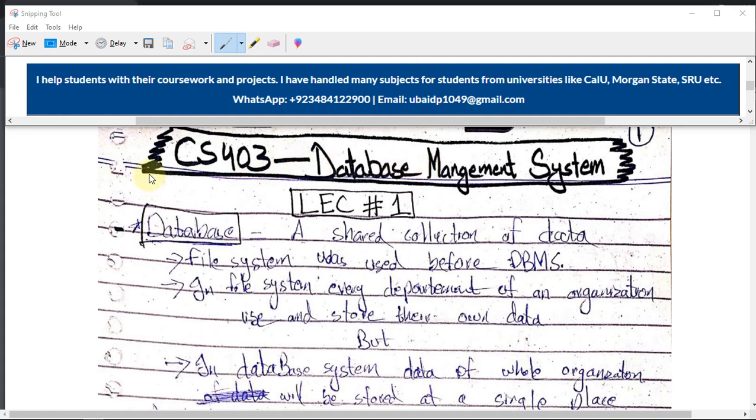Hi guys, it's me UB programmer, and today I am going to start a series on DBMS, database management system, which is quite an essential course in every computer science degree or software engineering degree.